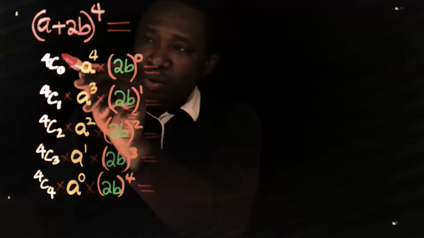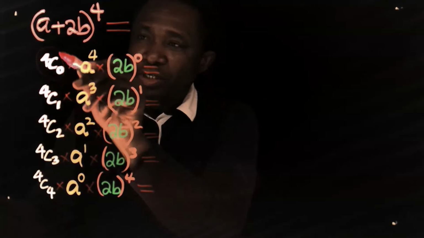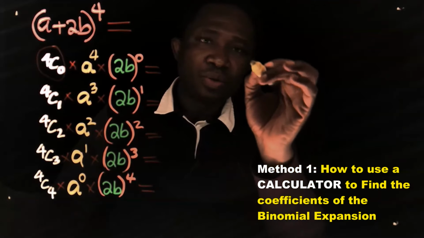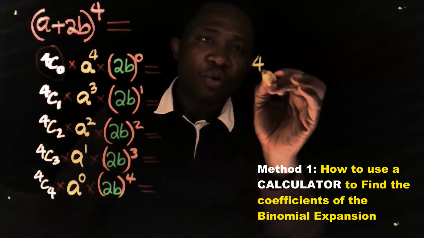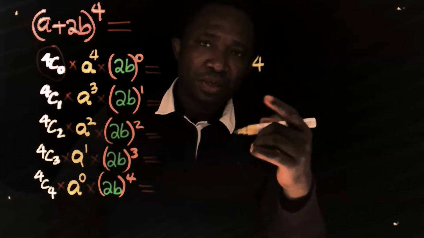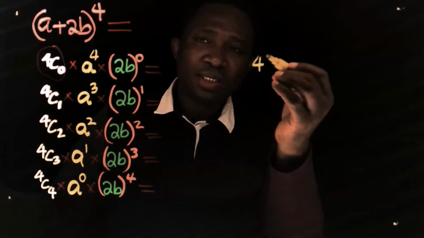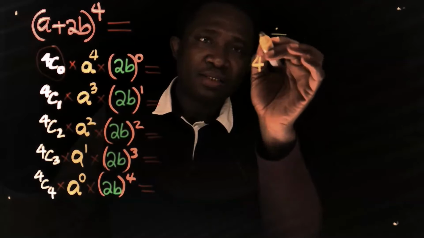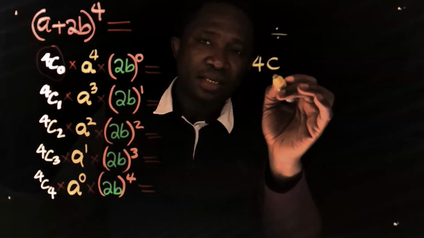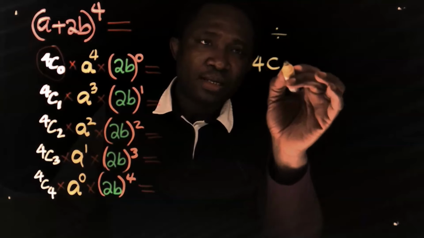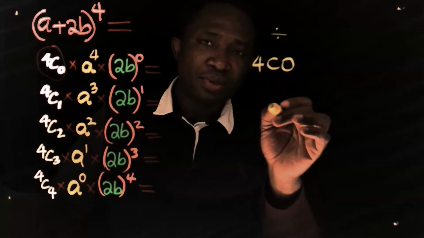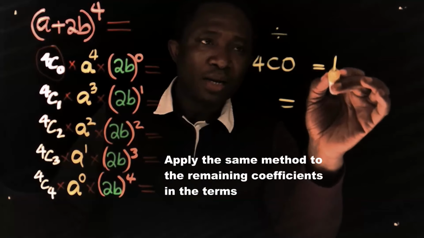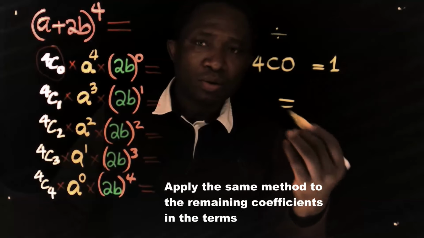Next, we're going to find 4 combination 0. If you decide to use your calculator, you're going to press 4 shift or second function divide. If you press second function divide, you're going to get C on your calculator. Then you're going to type 0. If you press the equal sign, you're going to get 1 on your calculator.